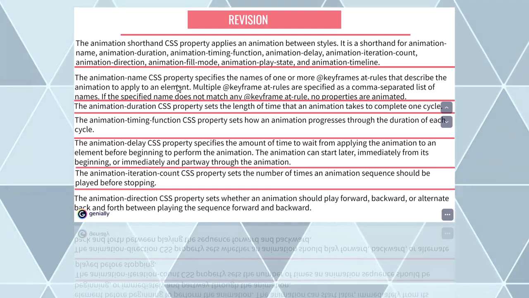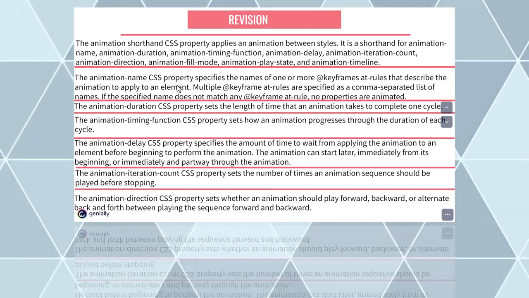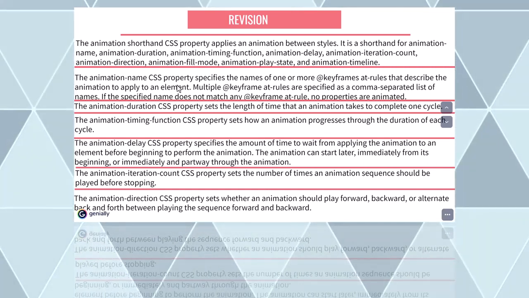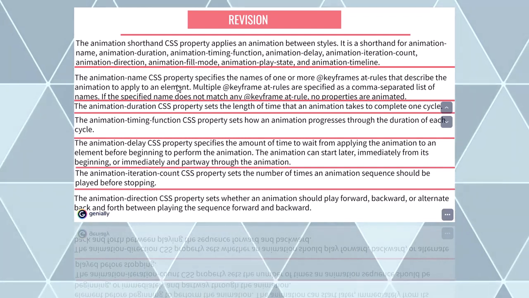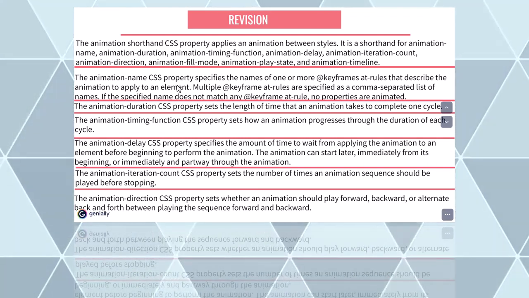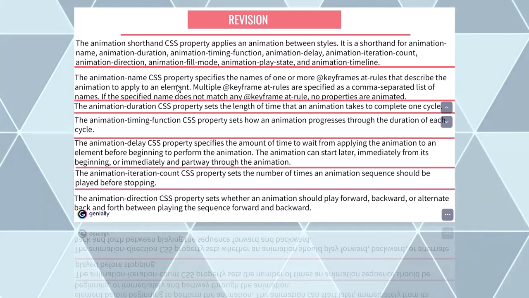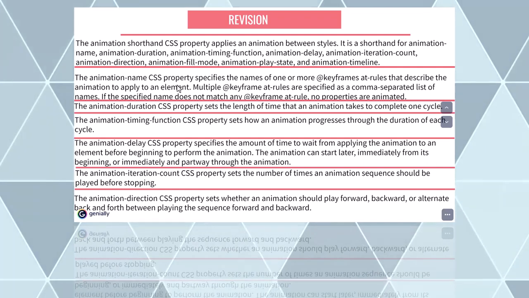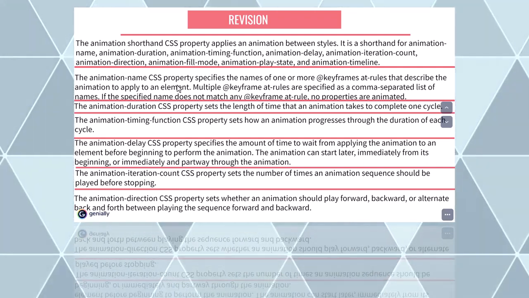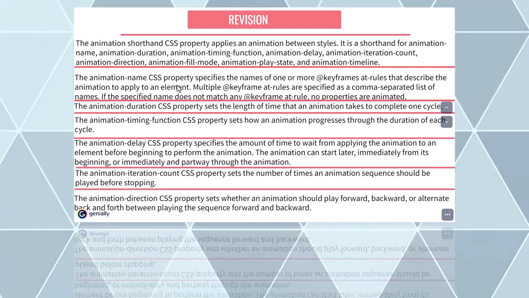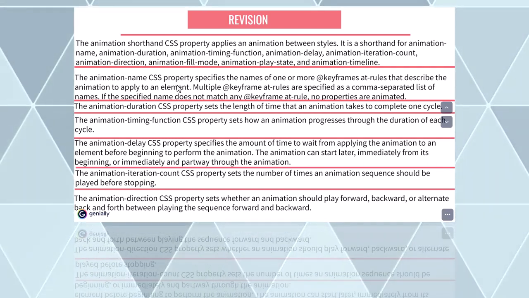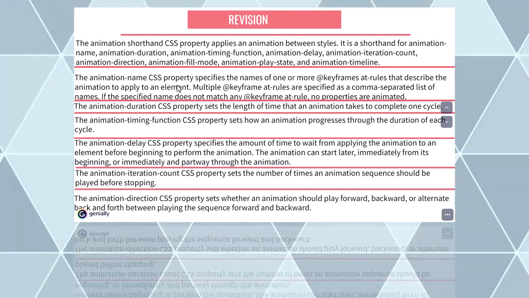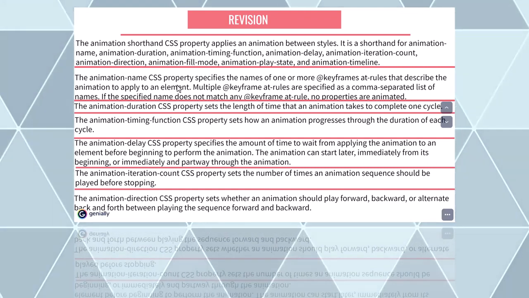The animation shorthand CSS property applies an animation between styles. It is a shorthand for animation name, animation duration, animation timing function, animation delay, animation iteration count, animation direction, animation fill mode, animation play state, and animation timeline. So basically what is being said is that animation is a shorthand property for these constituent properties, which is animation name, the name of the animation, which is defined using the keyframes.